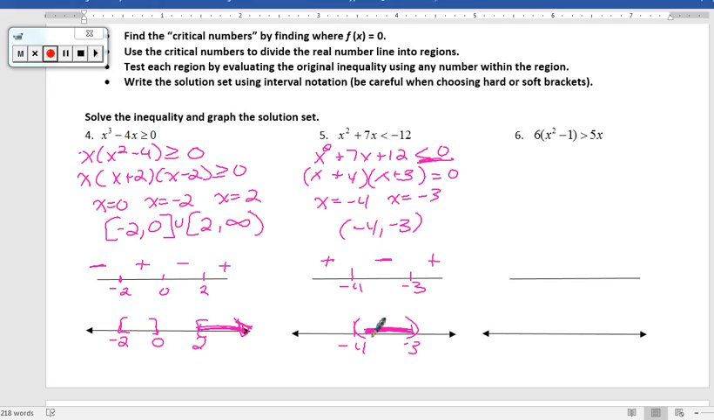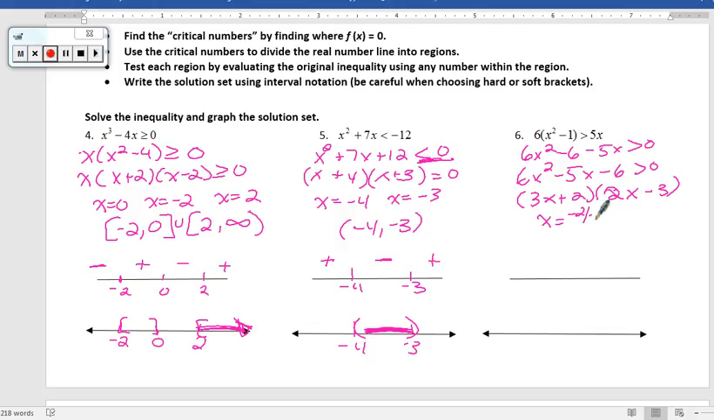Let's take a look at number 6. Let's first distribute. And also bringing that 5x over to the other side. And then let's arrange these in a way that a normal quadratic would look. And this guy factors into 3x plus 2 and 2x minus 3. So here we get x is equal to -2/3. Here x is equal to positive 3/2.